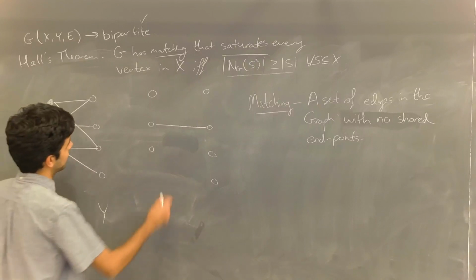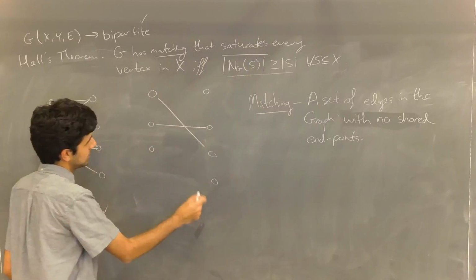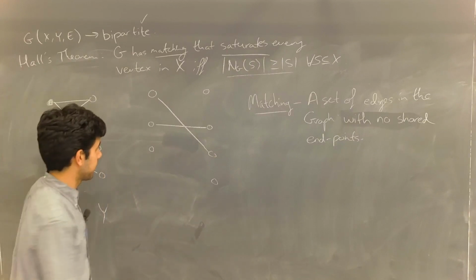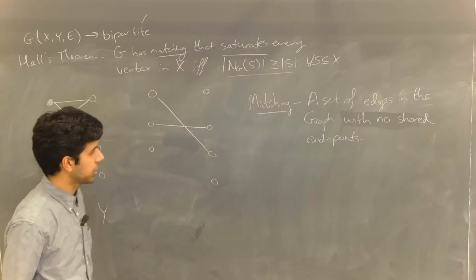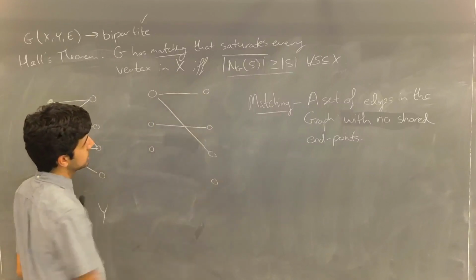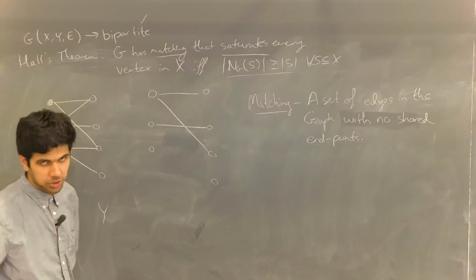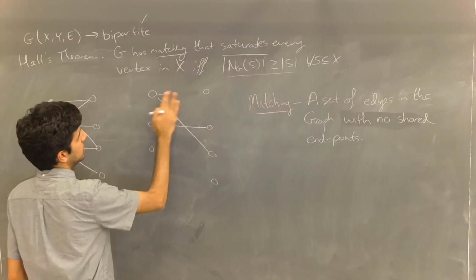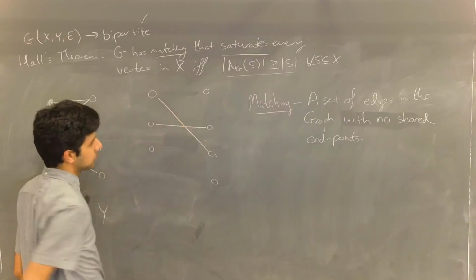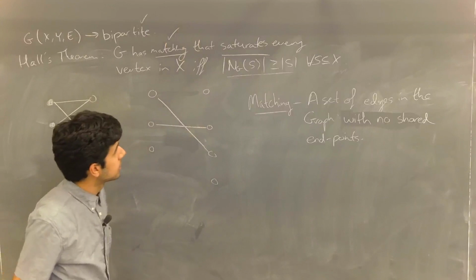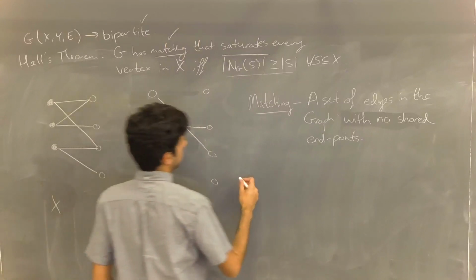But maybe let's add another edge. Say this one, which also appears in the graph. This is also a matching. If I look at my two edges, no shared endpoints. So we're good. But if we were to add this edge, for example, now we don't have a matching anymore because we have two edges that have a shared endpoint. So we'll remove that. So yeah, this is a matching. So we've defined that. Now let's talk about saturation.